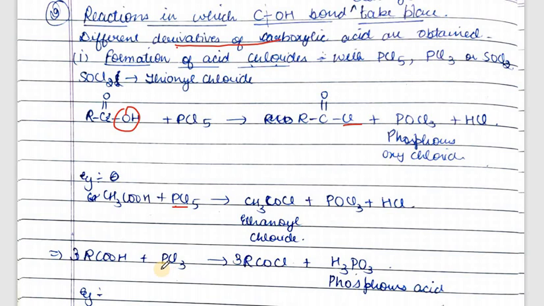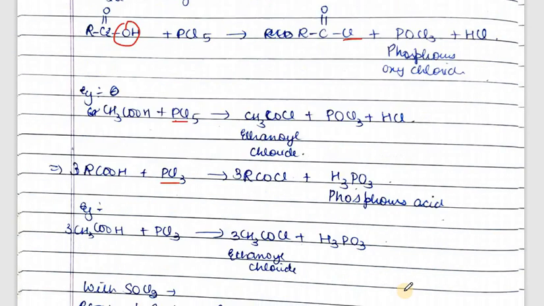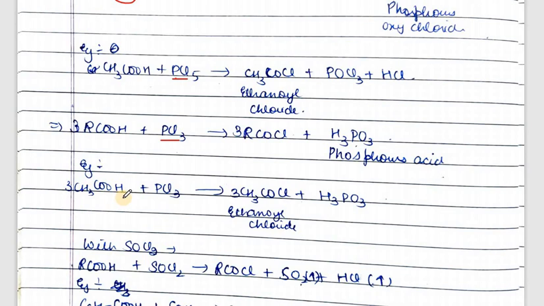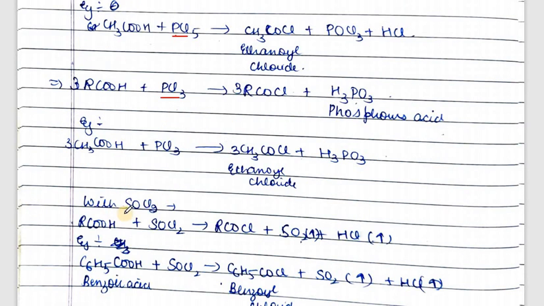And if we treat with PCl3, again acid chloride is formed, and in this the side product is phosphorus acid. With PCl5, the side product is phosphorus oxychloride, and with PCl3, phosphorus acid is formed as a side product. So if we take the example CH3COOH with PCl3, we get CH3COCl, that is ethanoyl chloride, plus phosphorus acid. And with thionyl chloride, again acid chloride is formed, and the side products are sulfur dioxide and HCl, which get liberated. So this method is preferred over the first two methods.